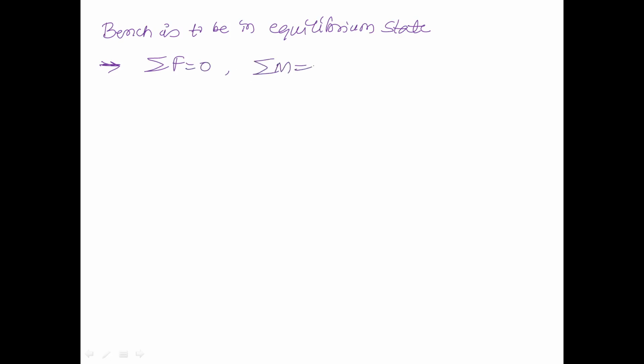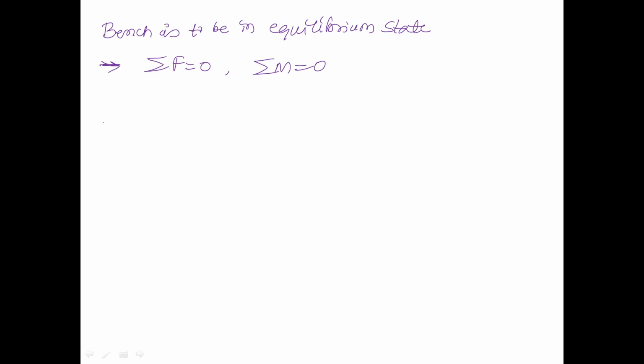Now, what is the condition? The bench is to be in equilibrium state. What are the conditions? Summation of forces should be equal to 0 and summation of the moments acting on the bench should be equal to 0. Then only we can say the bench is in an equilibrium state.